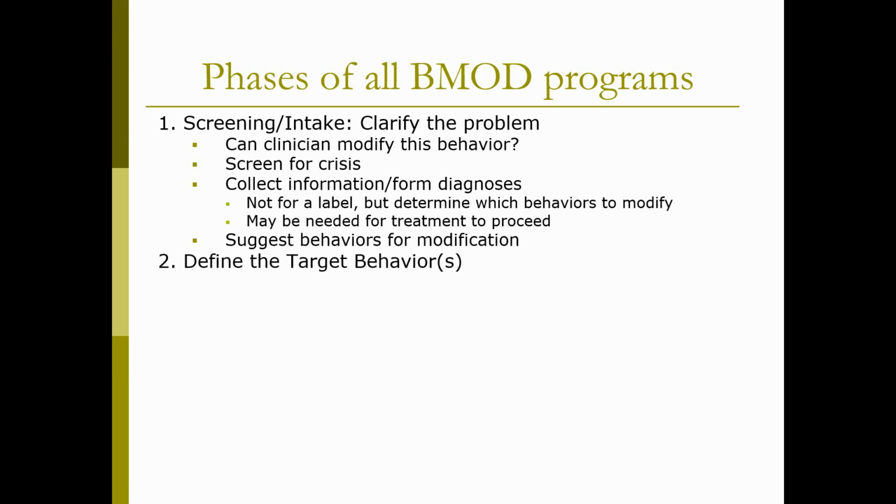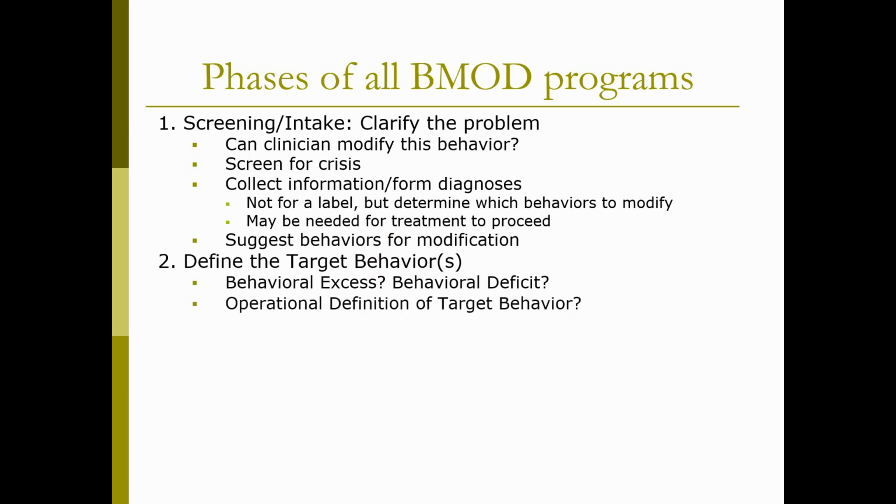The second phase of all behavior modification programs has to do with defining the target behavior. Now, this is the behavior that the clinician and the client are working on to change. In your own research projects, this is going to be the behavior that you decide to change. So the clinician is trying to determine, is this a behavioral excess, something that happens too much, or is it a behavioral deficit, something that doesn't happen enough? And it's at this point that they're trying to come up with an operational definition of the target behavior. This is deciding how will this behavior be measured? What exactly counts as this target behavior?